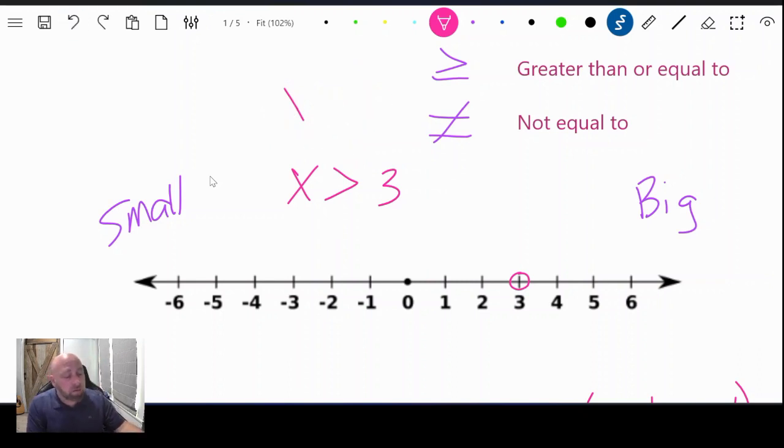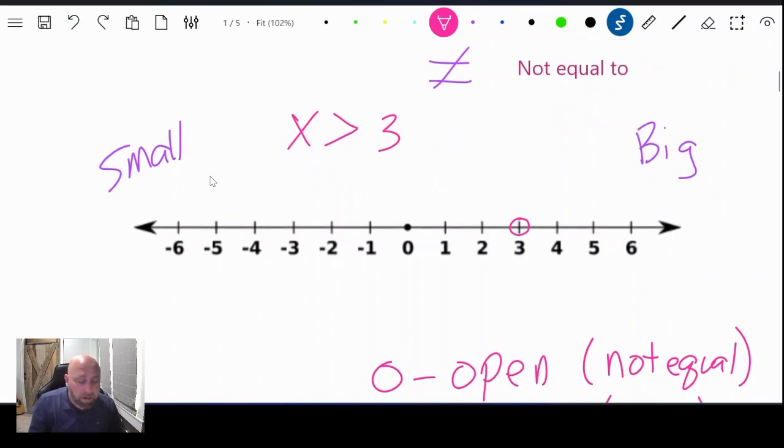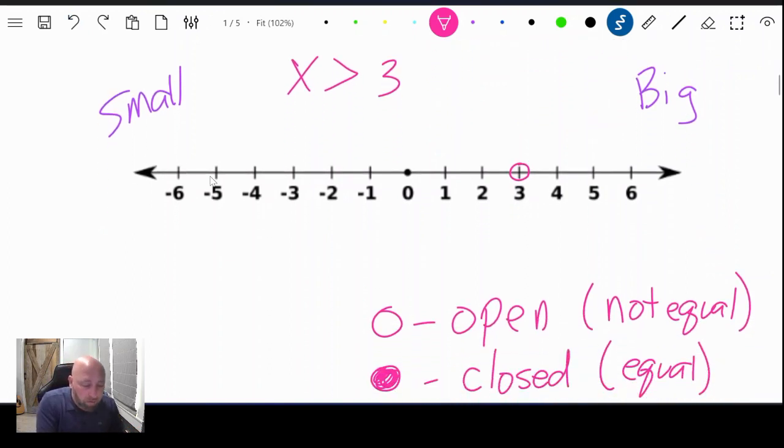But this one's not. The one that we're doing is called an open dot. So we would go up here and we make our open dot right there on the critical number, which is the number 3. That's the critical number because that's the number that we have in our problem. So x is greater than 3. So what numbers in this case would work for x? What numbers, we'll call it, satisfy this inequality?